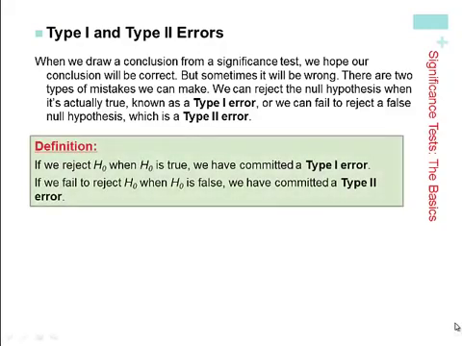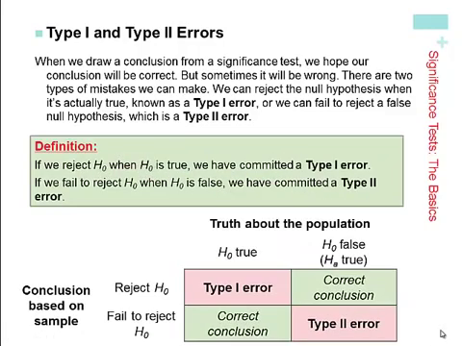So the definition of the two types of errors. If we reject the null hypothesis when the null hypothesis is actually true, we have committed what's called a type 1 error. If we fail to reject the null hypothesis when the null hypothesis is false, we've committed a type 2 error. Here is a chart to indicate all the conclusions that we can make, both correct and incorrect conclusions.